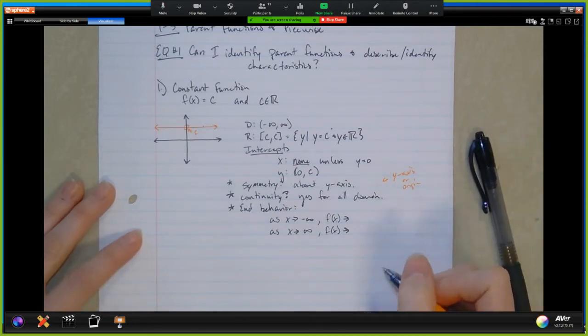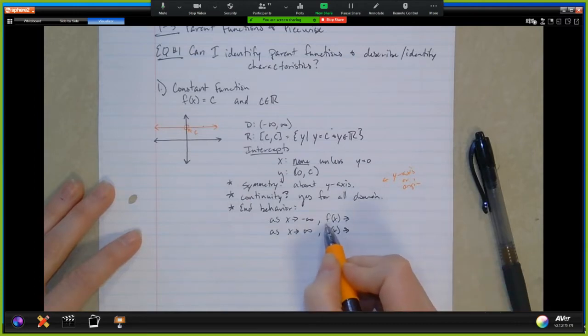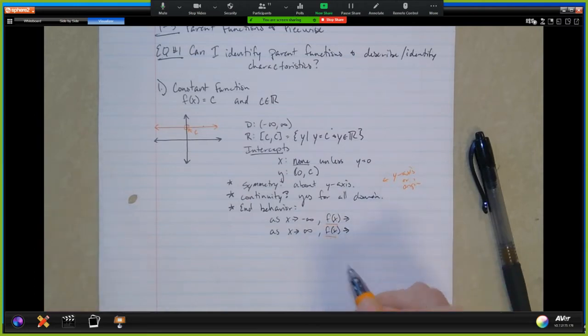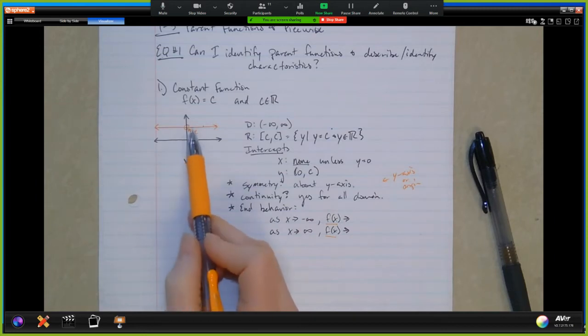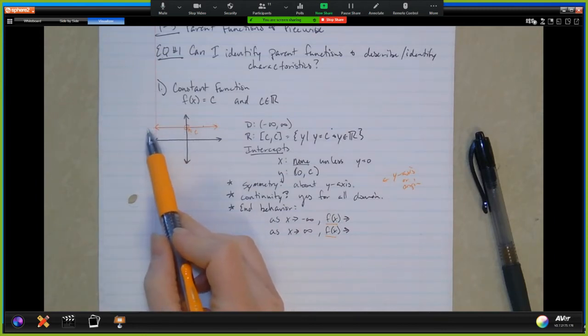So where would you say the y value? Remember, f of x represents y, the y values. So where would you say the values go to? It might be a simple question, so making it feel tricky, but it's not. What do you think?